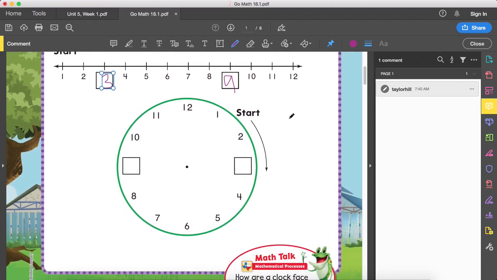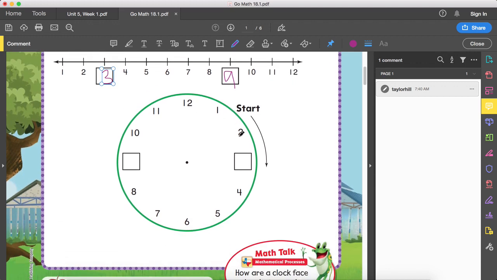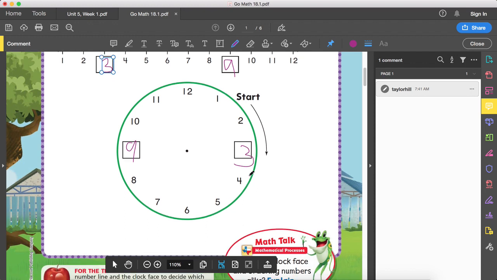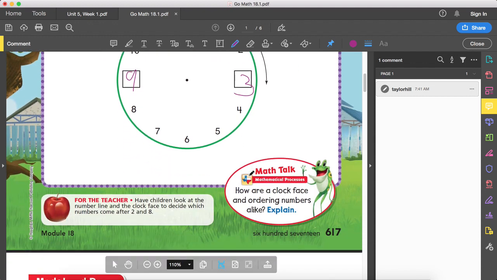The same thing can be said about the faces of a clock. The numbers go in order 1, 2, 3, 4, 5, 6, 7, 8, 9, 10, 11, 12. So 12 is always at the top, 6 is always at the bottom, 9 and 3 are always across from each other. That's one way to tell the faces of a clock.